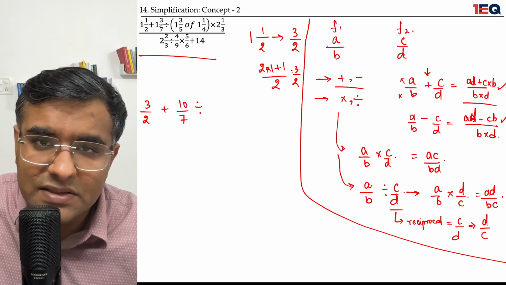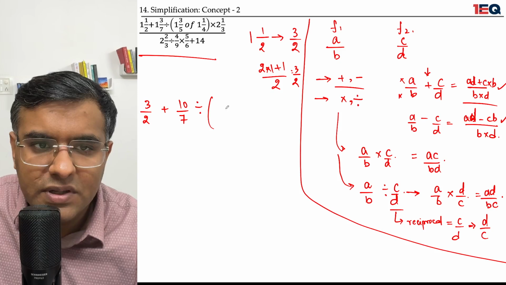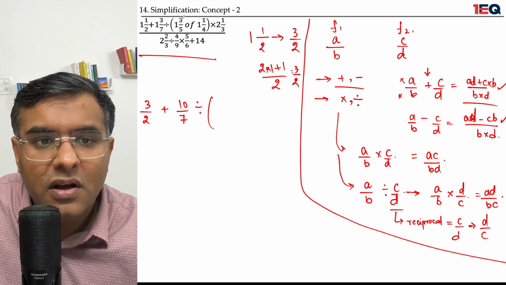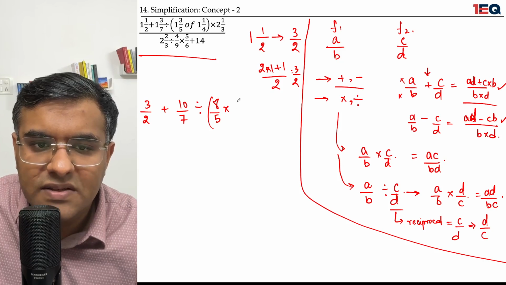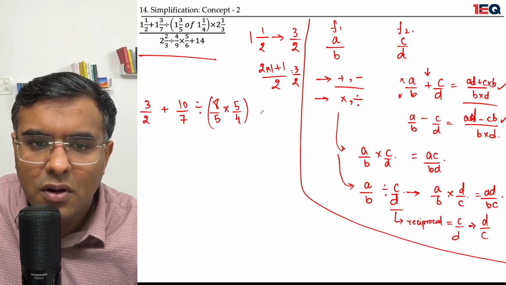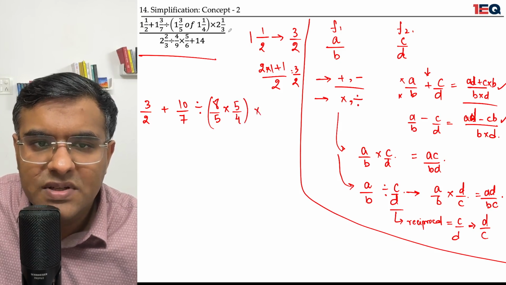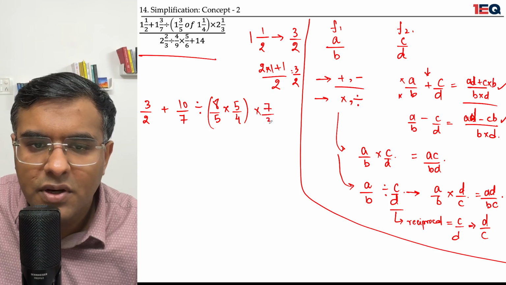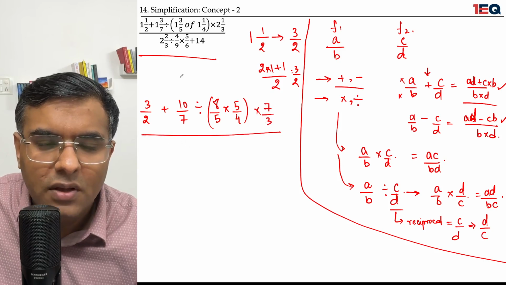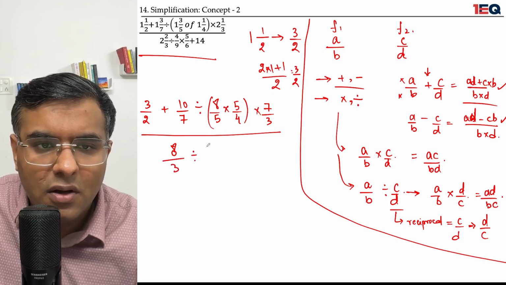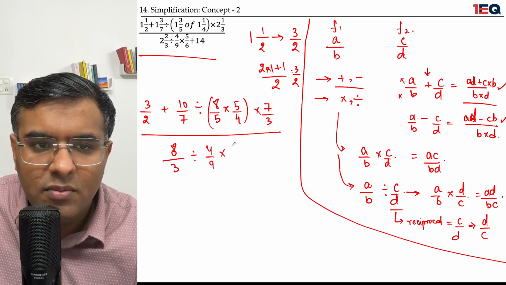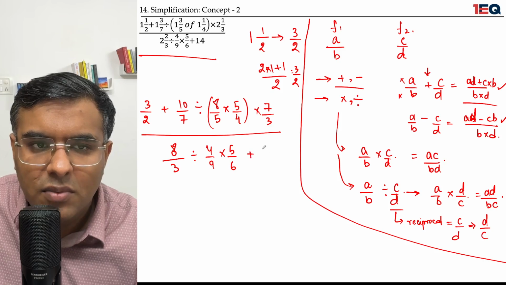I've done 10 upon 7: 7 ones are 7 plus 3 is 10. Then I'm going to use the round bracket. 5 ones are 5, 5 plus 3 is 8, so 8 upon 5. Of means multiplication. And 4 ones are 4 plus 1 is 5, so 5 upon 4 multiplied by 3 twos are 6, 6 plus 1 is 7, 7 upon 3 whole, divided by 3 twos are 6, 6 plus 2 is 8, 8 upon 3 divided by 4 by 9 multiplied by 5 by 6 plus 14.